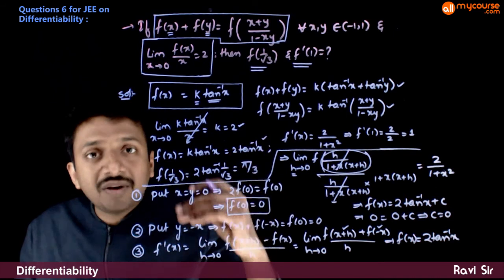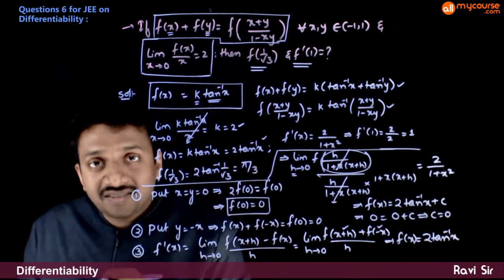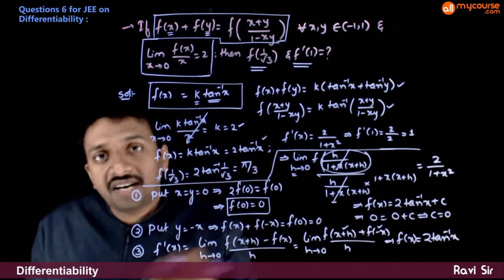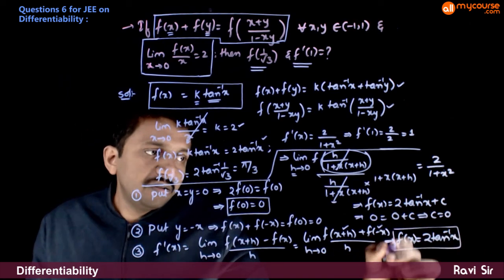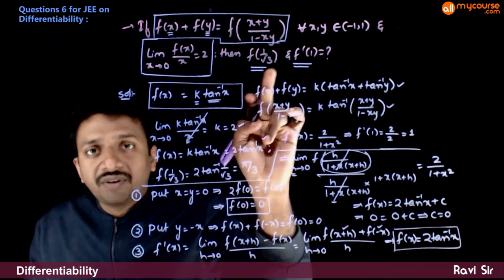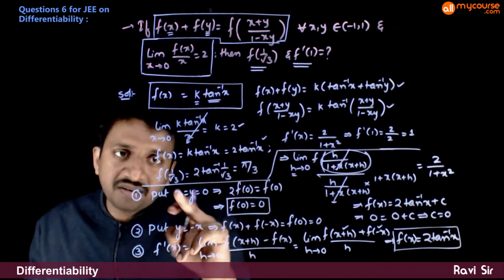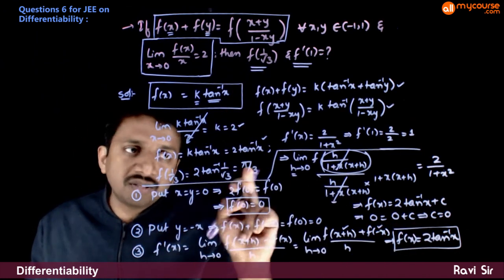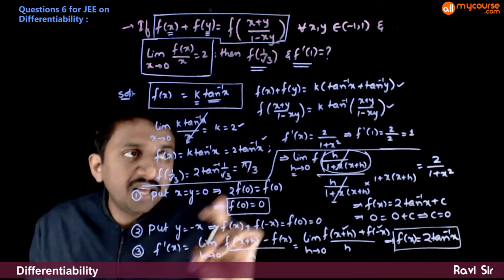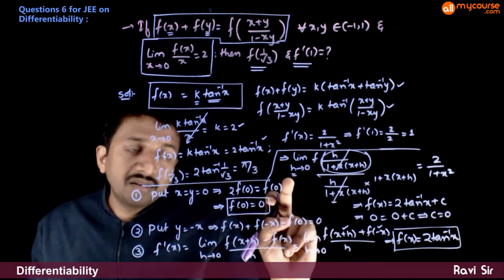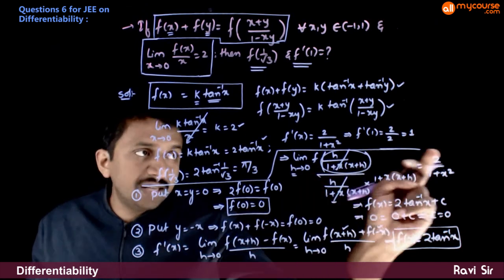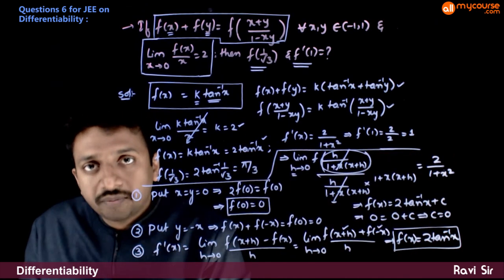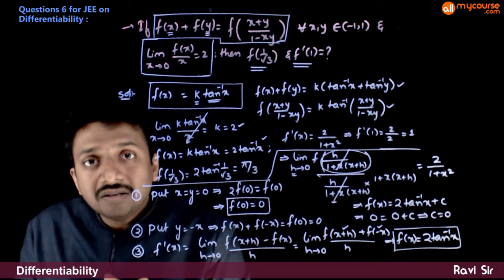In the first method, you have straightaway guessed the function. In the second method, we have derived the function. So once you derive this function, you can do the same things that we have done in the previous method. f of 1 by root 3 is 2 tan inverse 1 by root 3, which is pi by 3. And f dash of x is 2 by 1 plus x square. So f dash of 1 is 2 by 2, which is equal to 1. So this is how you can solve this question.